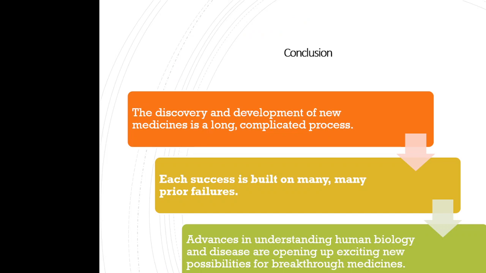So, coming to the last aspect, the discovery and development of new medicine is a long and complicated process. Sometimes it takes 10 years, 20 years, 30 years, sometimes more than 50 years. Each success is built on many prior failures. That happens in the drug industry. In the development of every drug, so many failures are there. One important aspect of research is that we have to be capable of accepting failure. Those who are not able to accept failure may not do any research, because most of the time research means 90% failure, 10% success. That happens in every research.